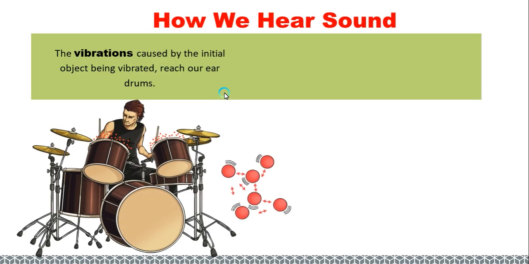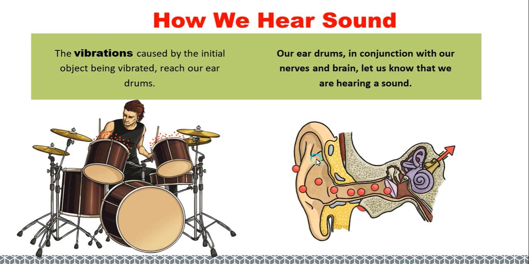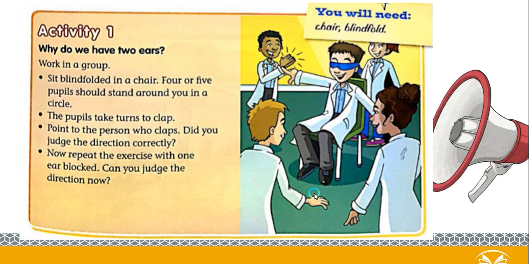So from the brain, it gives a message to you. So how we hear sound, you can see the vibration. The vibration caused by the initial object being vibrated reaches our eardrum. Can you see? This is how the vibration reached the eardrum. Our eardrum, in conjunction with our nerves and brain, lets us know that we are hearing a sound. Vibration moves to the nerves in the ears, and it connects to the brain. So it tells you you are hearing a sound.